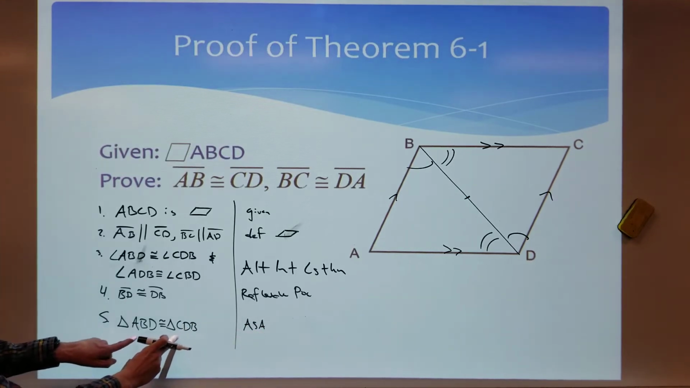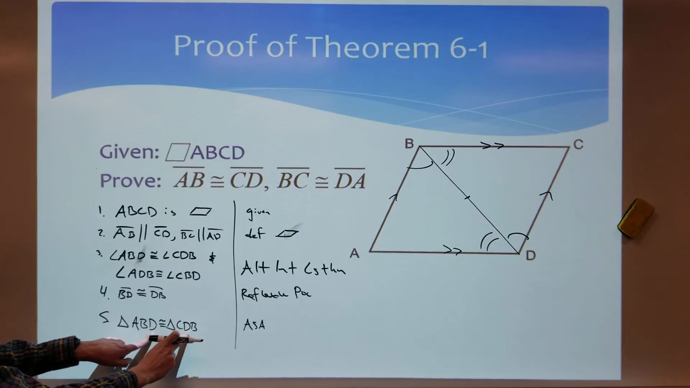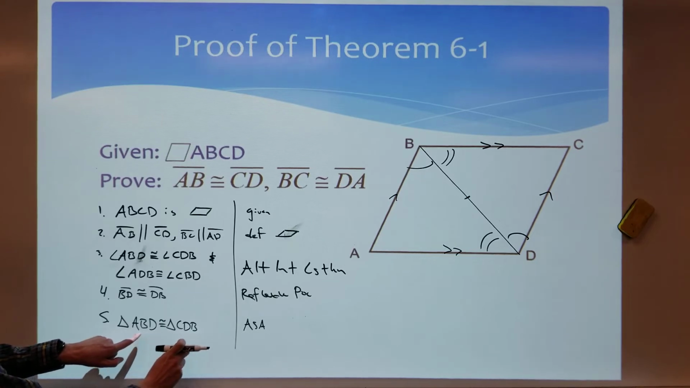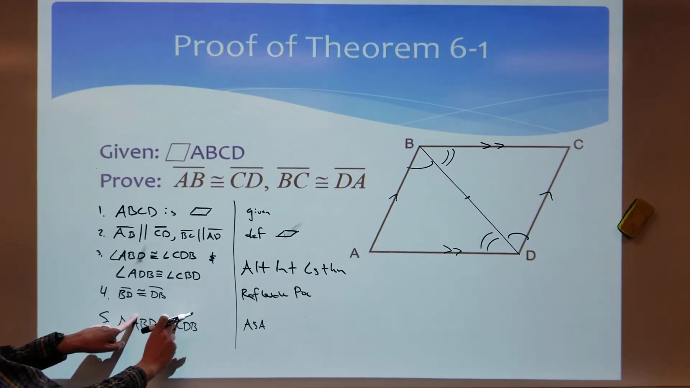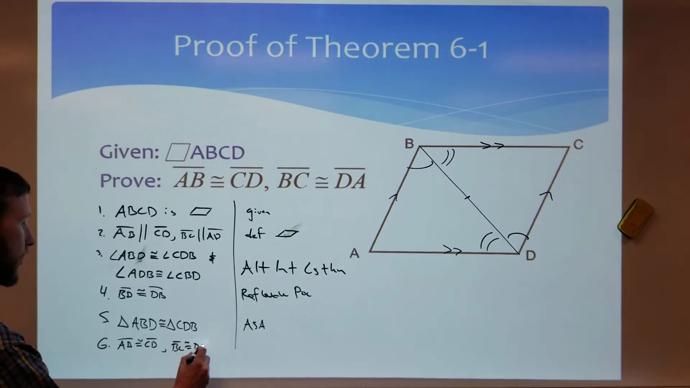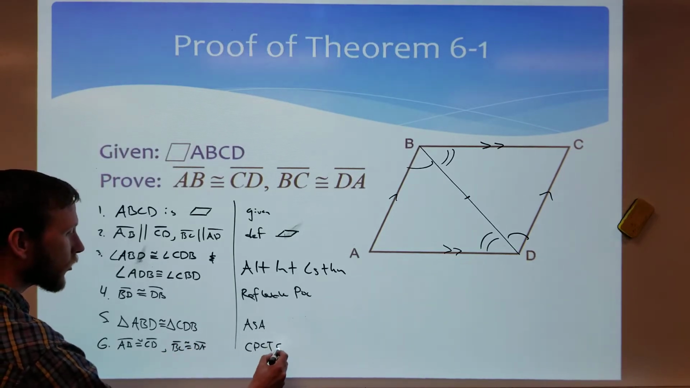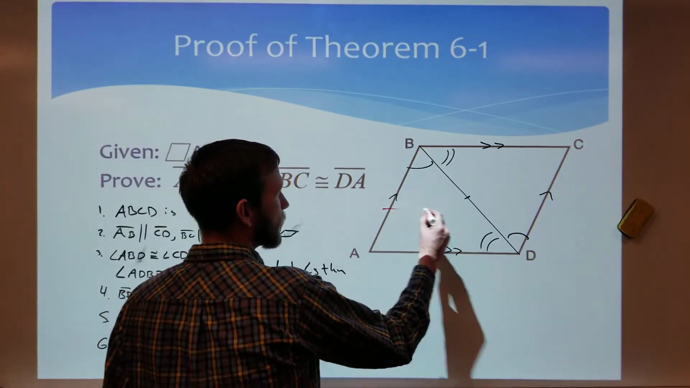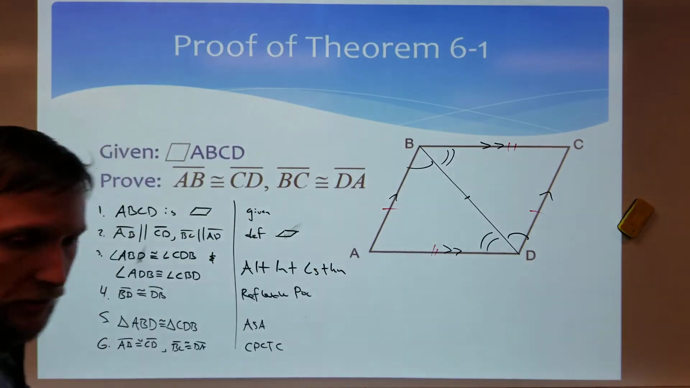Now notice the way that I've written this. ABD is congruent to CDB, meaning that AB and CD are congruent, and meaning that DA and BC are congruent. So my last step is going to be to show that these sides are congruent. AB is congruent to CD, and BC is congruent to DA by the definition of congruent triangles. All right, so Theorem 6.1 states that the opposite sides in a parallelogram are congruent. We can apply that CPCTC to say that now these opposite sides are congruent.